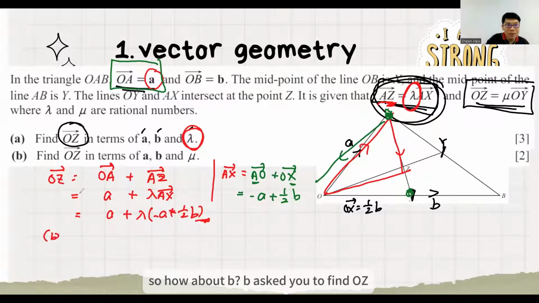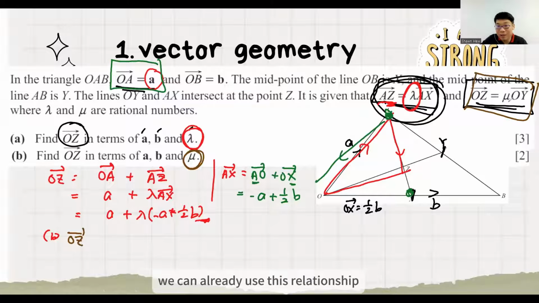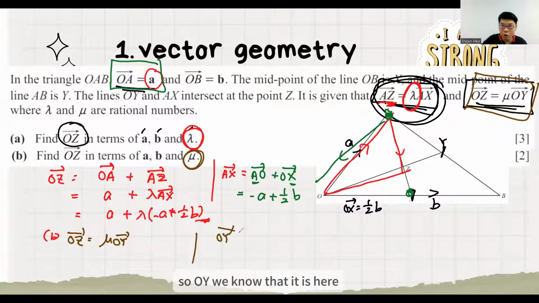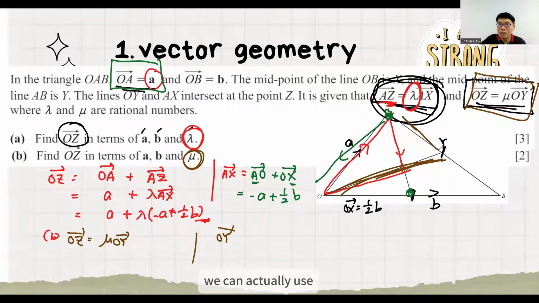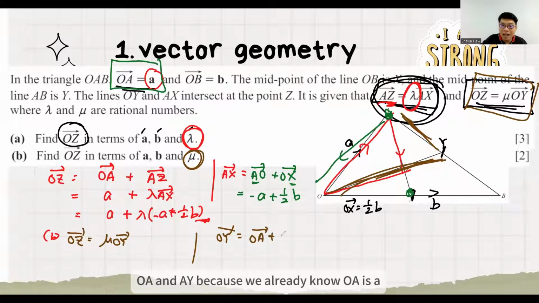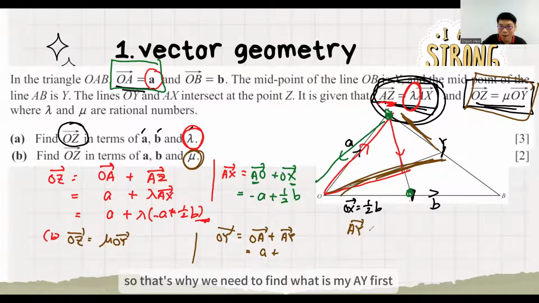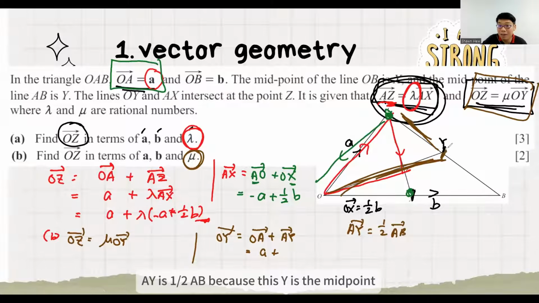So how about B? B asks you to find OZ in terms of AB and micro. So micro is here. We can already use this relationship. The only thing that we need to find is what OY is. So OY, we know that it is here. We can actually use O go to A and A go to Y because we already know OA is A. So what is AY? Half of AB, agree or not? So that's why we need to find AY first. AY is half of AB because this Y is the midpoint.